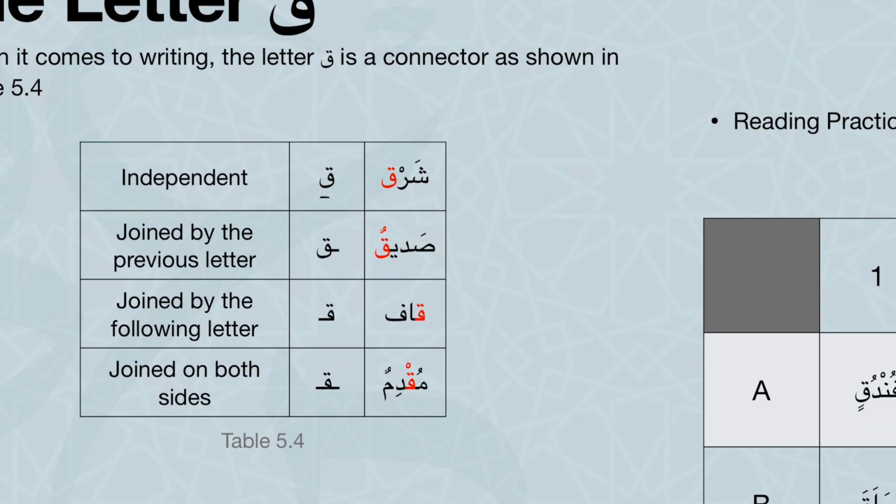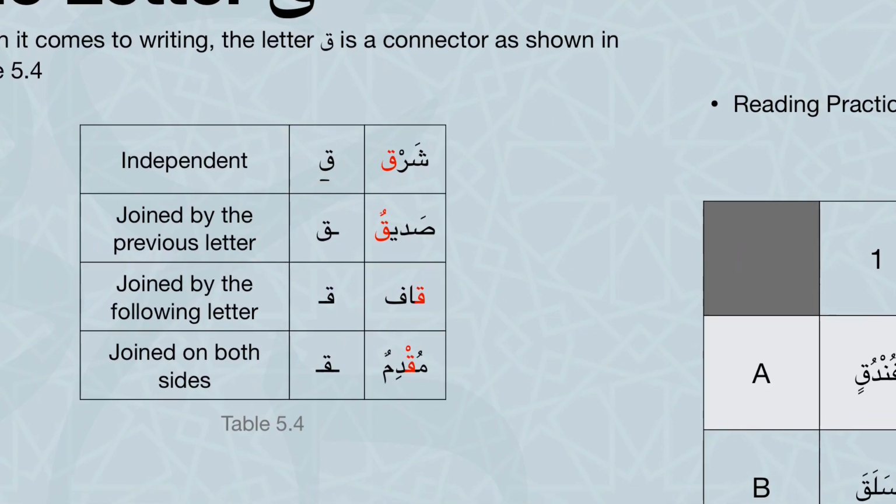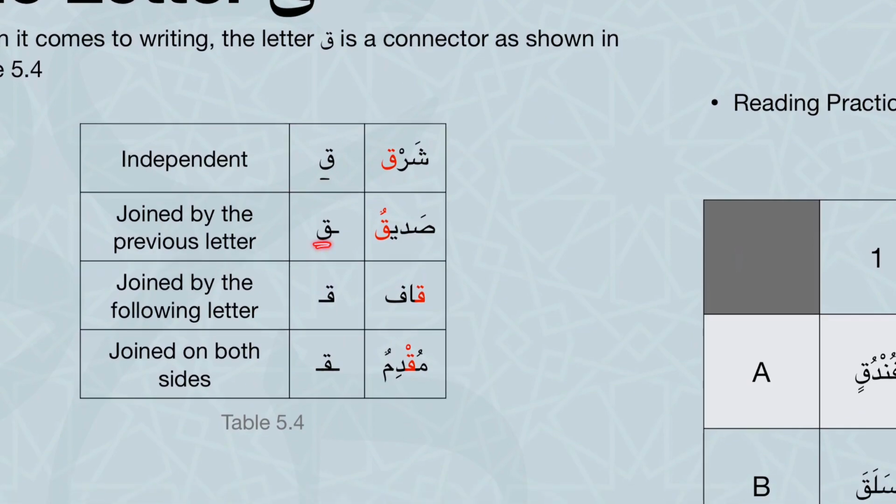So let's start with reading the first one with the independent form as it is. The sheen has a fatha, the re is sukun, and let's say it's a final word in speech, so it has a sukun. How would I pronounce this? Sharq, sharq, sharq, east. The qaf, when it comes joined by a previous letter, is basically the same shape, but connected.